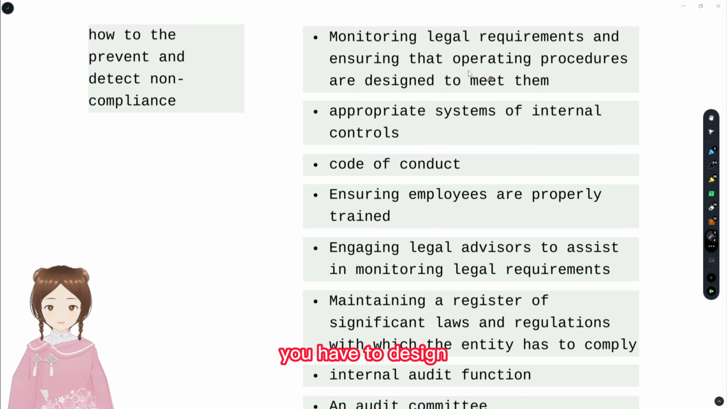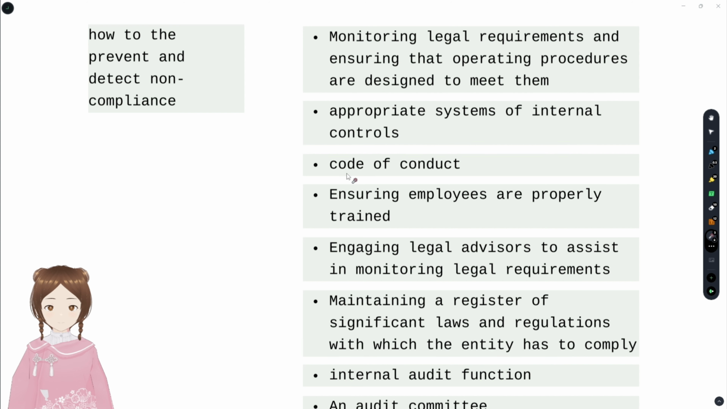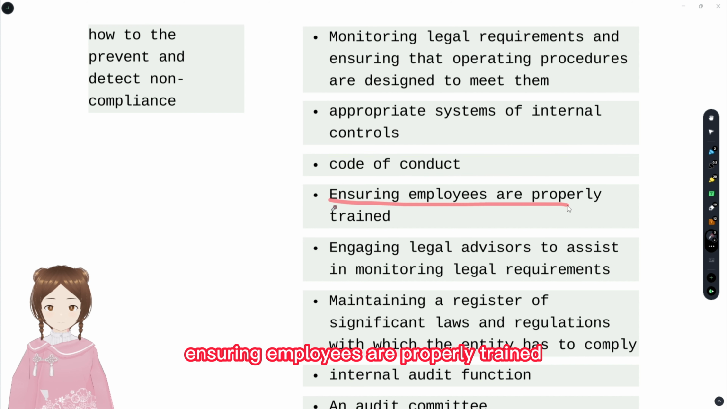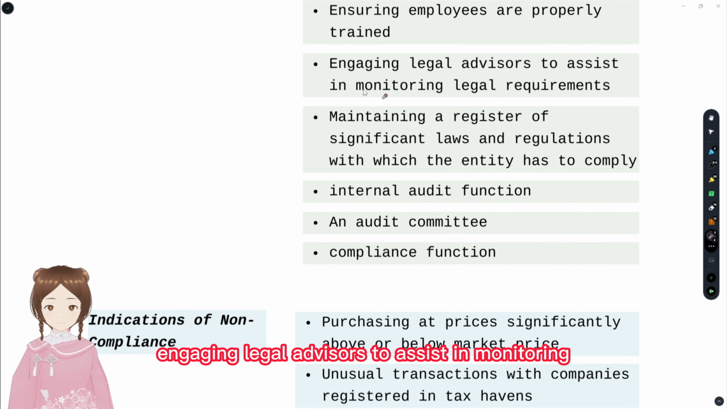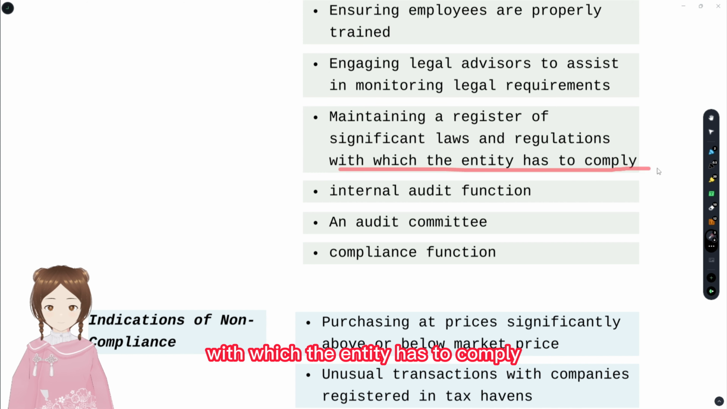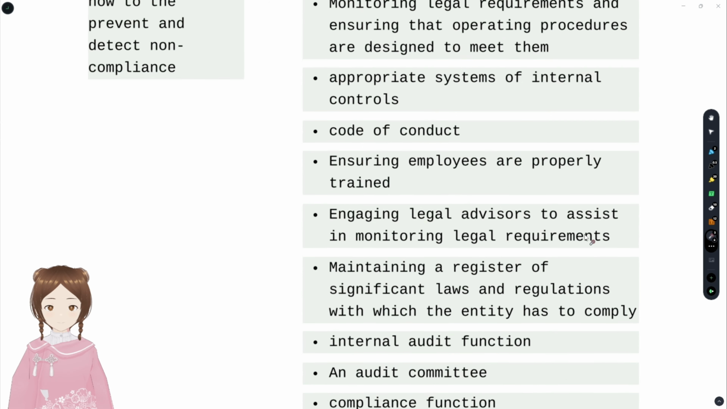You have to design the operating procedures in an entity in such a way that they could meet all the legal requirements for the entity, and put in appropriate systems of internal controls, a code of conduct, ensuring employees are properly trained, engaging legal advisors to assist in monitoring legal requirements, maintaining a register of significant laws and regulations with which the entity has to comply. Internal audit function, audit committee, compliance function.